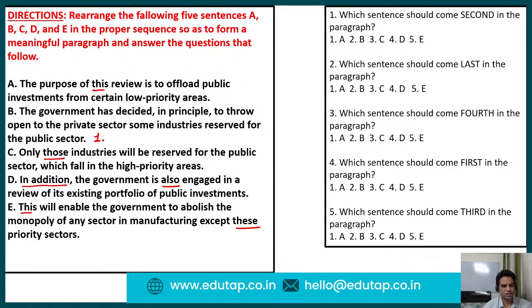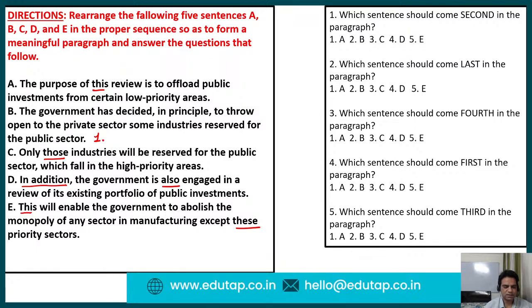Now I'll show you how to form a chain. Second reading takes a lot of time, right? But let's see how we can form the chain now. Very good, Prasanna. B is the first sentence. Now let's try to make a logical rearrangement. The government has decided in principle to throw open to the private sector some industries reserved for the public sector. Now, try to understand this. What are they trying to convey here? They are trying to privatize some of the public sector industries, right?